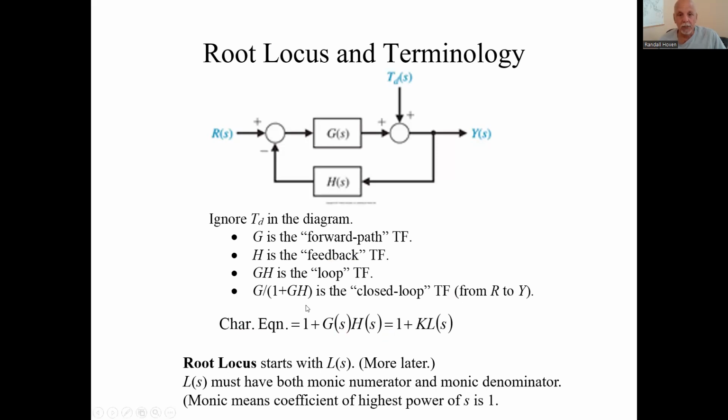The characteristic equation from here is 1 plus GH. We're going to want to get that into this form, because L of S is where root locus starts. And we require that this L of S have monic numerator and monic denominator, where monic means the coefficient of the highest power of S is 1. And then K will be the root locus K. I'll explain that in a couple seconds.